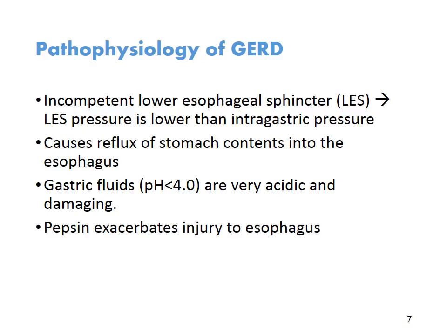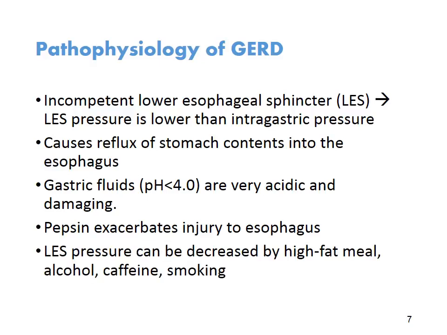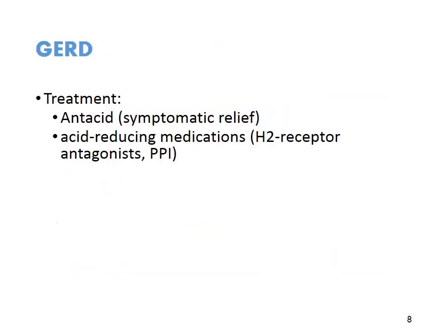Besides the acid, the stomach also secretes pepsin, and this is an enzyme that digests protein. This pepsin further contributes to the damage to the esophagus. As mentioned earlier, there are some triggers for reflux, for example, high-fat meals, alcohol, caffeine, and smoking. This can decrease the LES pressure, which then leads to reflux.